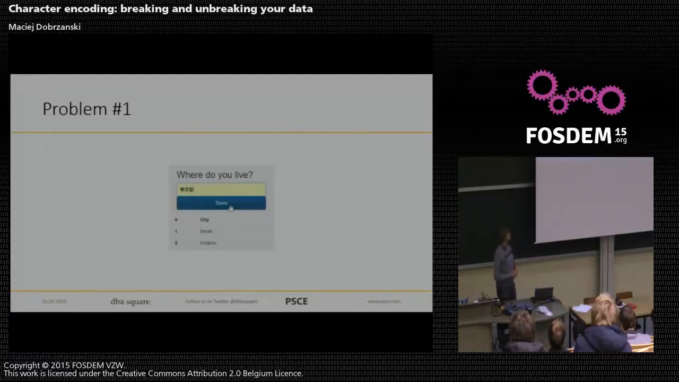So we have this application where people come in and add their cities. Someone from Germany, someone from Poland, and then there is this guy from Japan who tries to enter Tokyo using his own letters. He hits save, and voila, it works, right? Everything displays correctly.